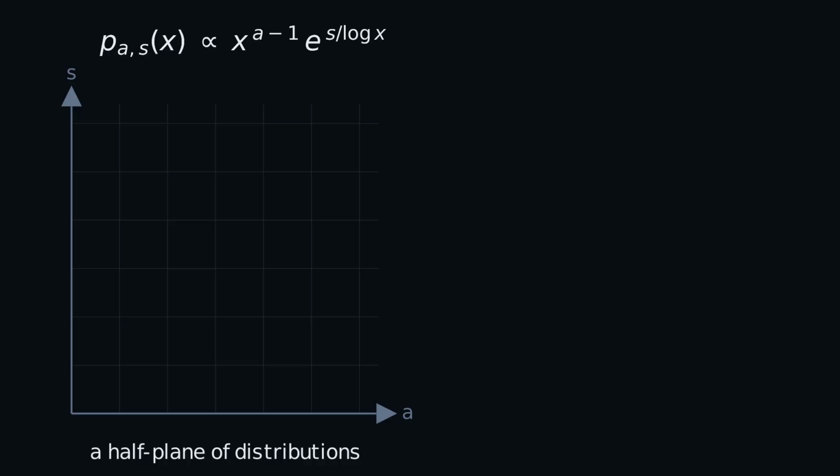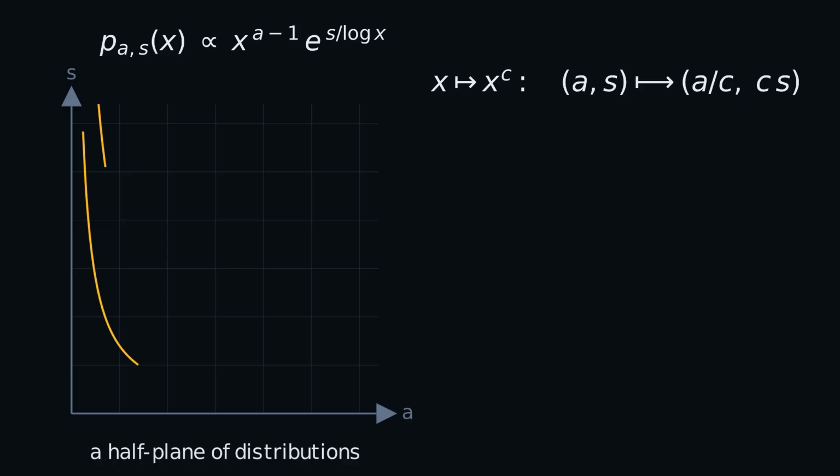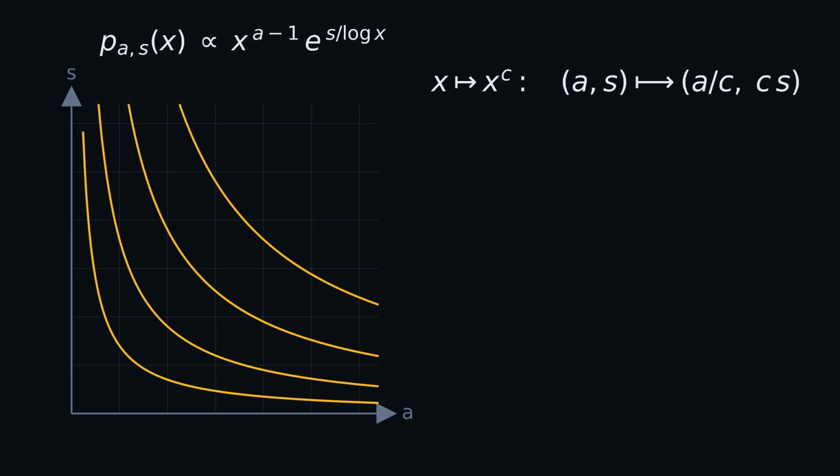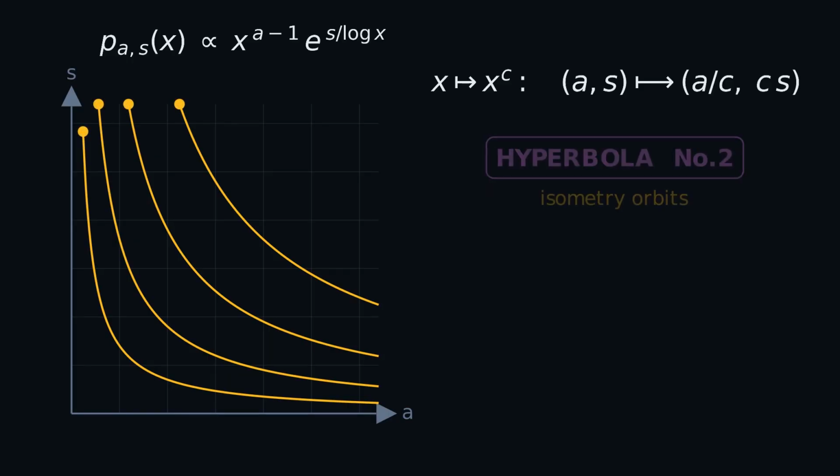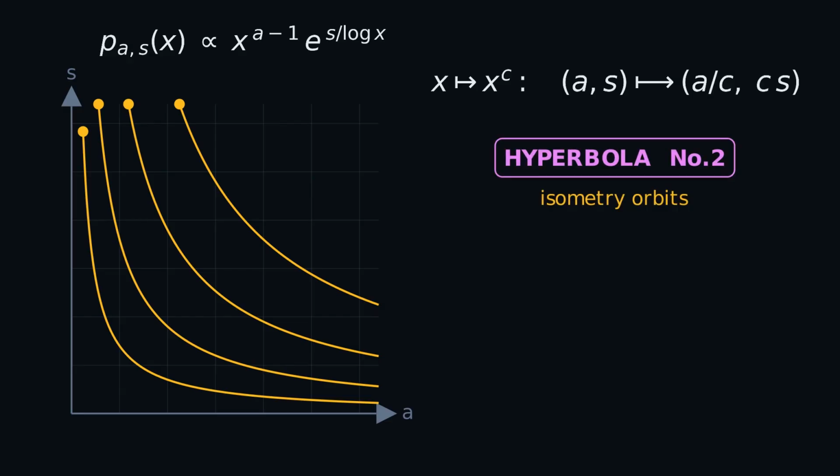And it has a hidden symmetry. Raise your samples to a power, and you stay inside the family. A becomes a over c, and s becomes s times c. Relabeling data creates no information and destroys none, so this move is an isometry of the Fisher metric. Its orbits are the curves where a times s stays constant. Hyperbolas, that is number 2.